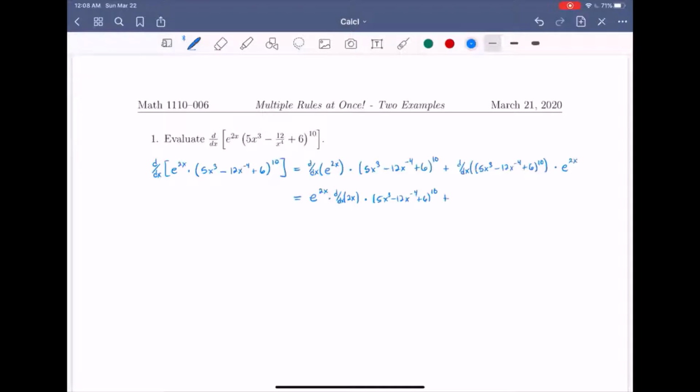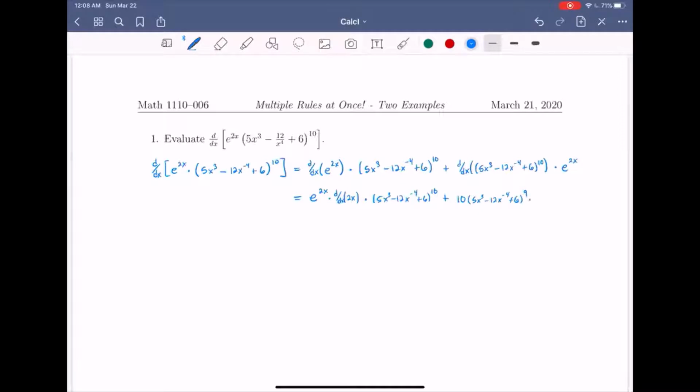And over on this other side, on the right, now I have the derivative of this stuff. Hey, this is also a chain rule situation. I have all of this in place of where the x is supposed to be in x to the 10. So the derivative of laser pointer line to the 10 is 10 times laser pointer line raised to the 9, right? So that's what I'm going to do. 5x cubed minus 12x to the negative 4 plus 6 all raised to the 9.